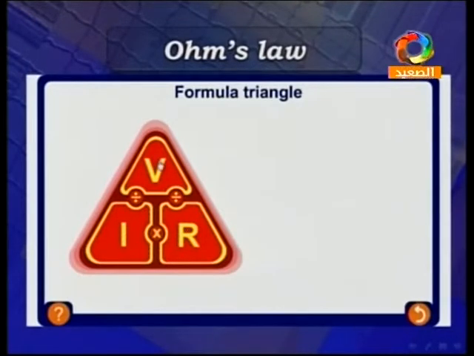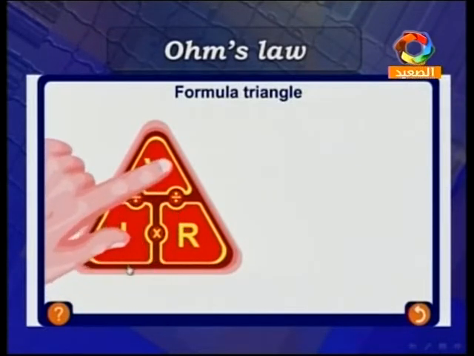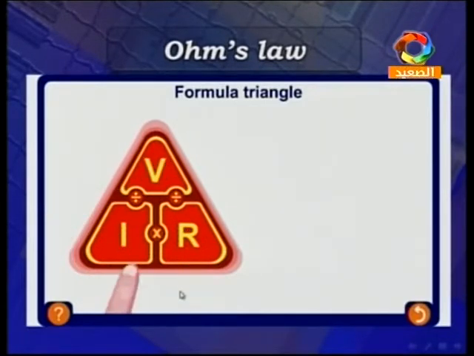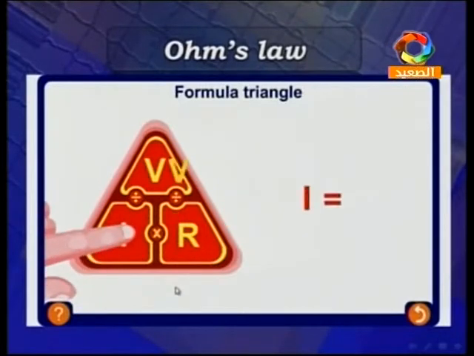So here we have V. If I need to calculate V, the potential difference, hide it with your hand like this, and V equals I times R. Why? Because I and R are on one line in this triangle, below V. And if I need to calculate I, hide the I with your hand and we have V divided by R. This is V in the upper part of the triangle, and we have R.